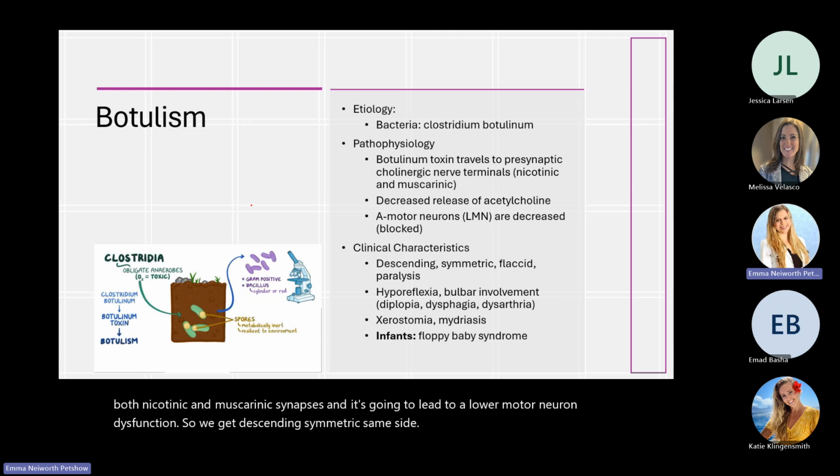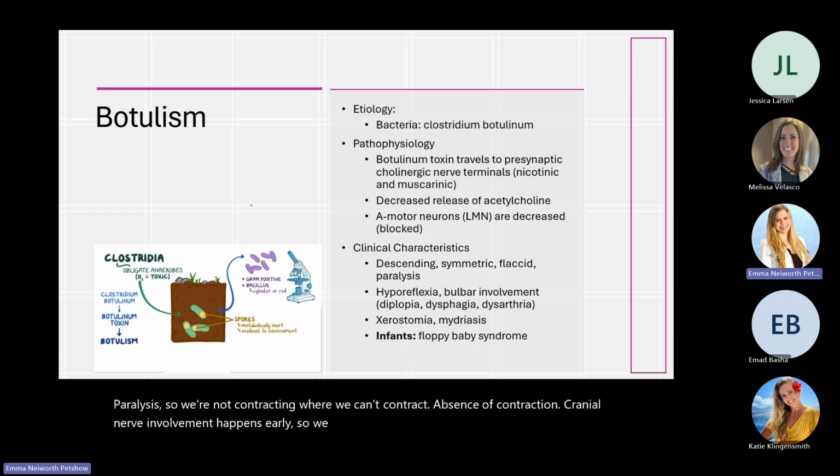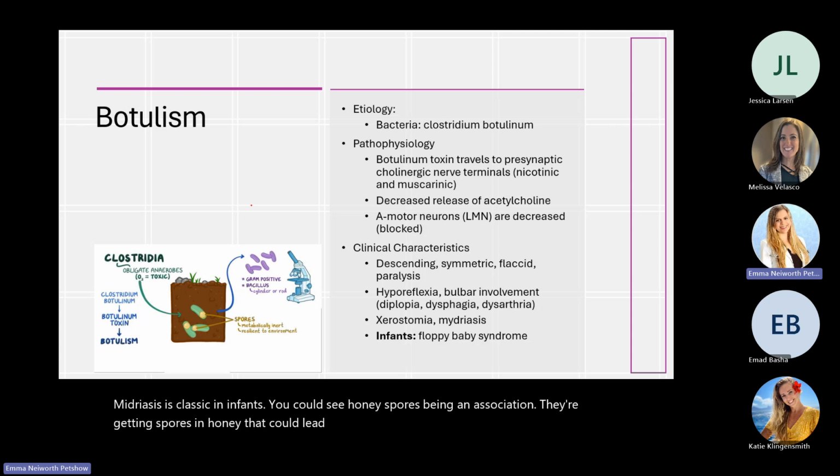So we're not contracting where we can't contract, absence of contraction. Cranial nerve involvement happens early, so we see diplopia, dysphagia, dysarthria, xerostomia, mydriasis is classic. In infants, you could see honey spores being an association. They're getting spores in honey that could lead to floppy baby syndrome, essentially flaccid paralysis of the infant. If you see descending paralysis, autonomic symptoms, think botulism.